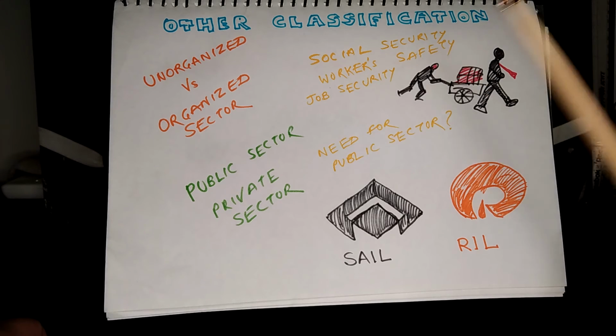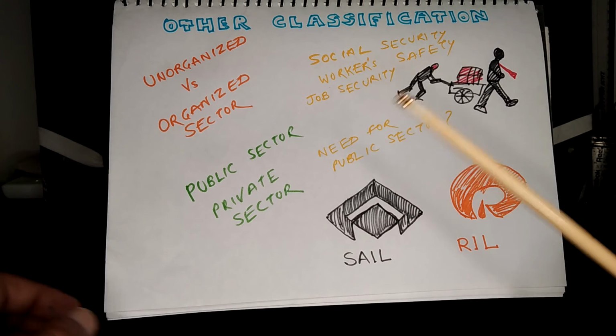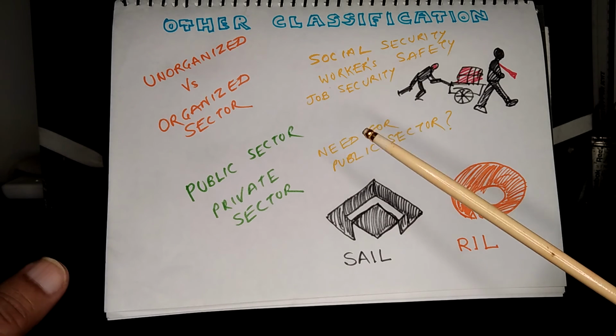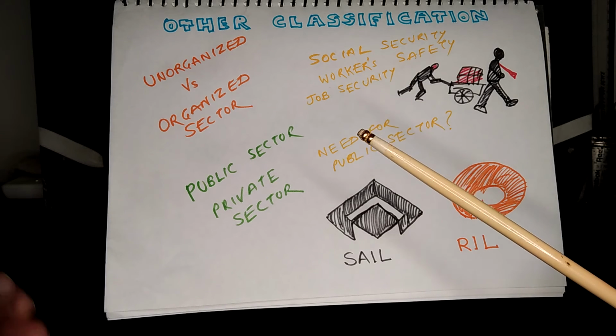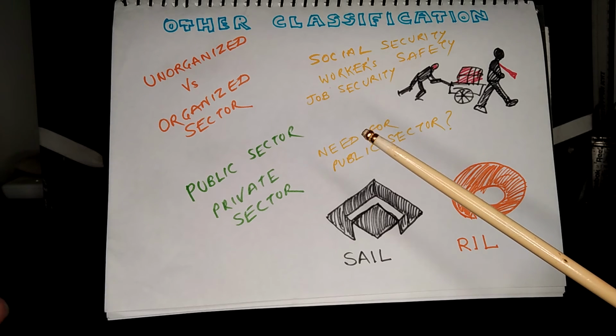There are other differences as well. If a person is working in organized sector, he gets various benefits, like he gets his salary on time, he gets worker safety, workplace safety, he gets leave as and when required, then he gets social security as well.